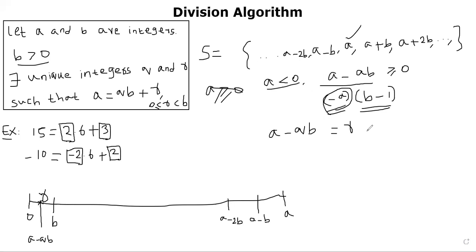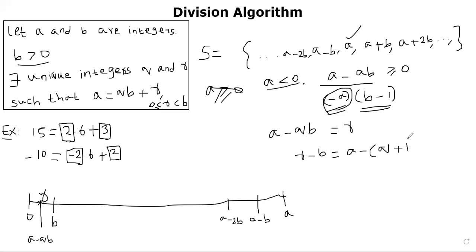So what we need to prove now is that R is less than B. So what happens if R is greater than B? If R is greater than B, what can you say about R minus B? R minus B is A minus (Q plus 1)B, right? I'm just taking a B common.